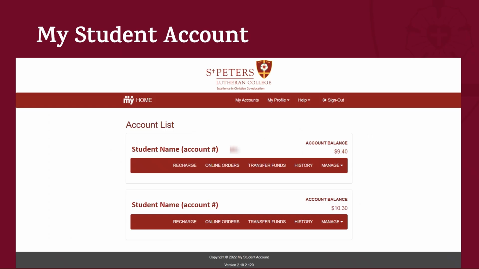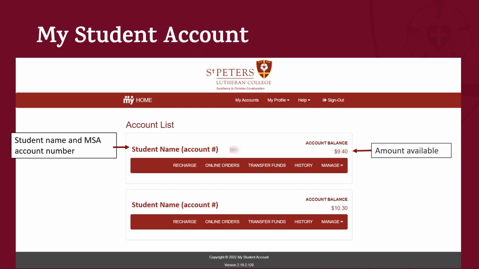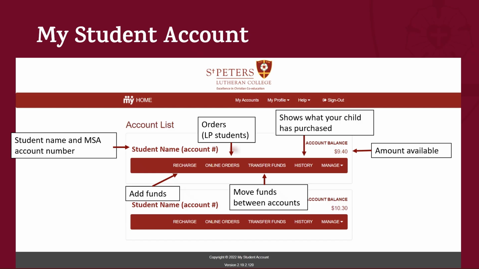This tool is mainly used to add funds for your child to purchase items at one of the college's cafes or tuckshop locations using their student ID card. For printing, students are given an allocated amount each semester. If their printing needs go over this, the funds from their My Student account can be allocated to printing. The key parts of the navigation are shown here.